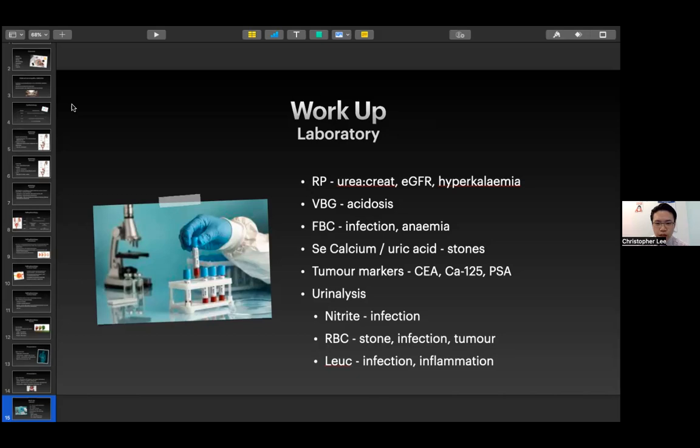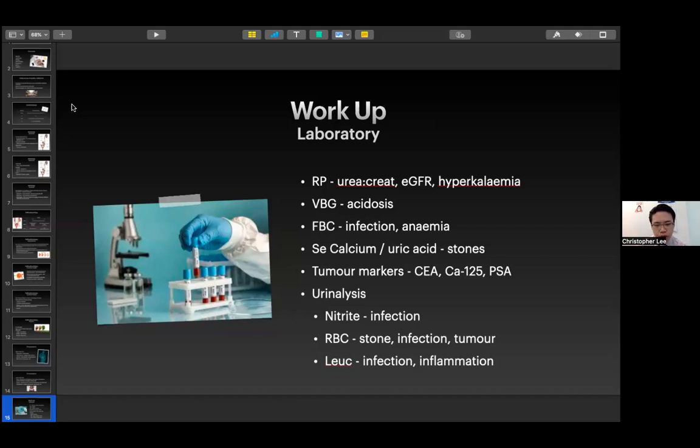In patients with underlying CKD, you would also probably find the patient is anemic due to the reduced level of erythropoietin secreted by the kidney. If you suspect that the patient may have urinary stones, do send serum calcium and serum uric acid as well. And tumor markers may be helpful sometimes in looking for any possible tumors causing an external compression to the urinary tract. I've included PSA, although prostate cancer is not a very common cause of urinary outflow obstruction, as some people might think.